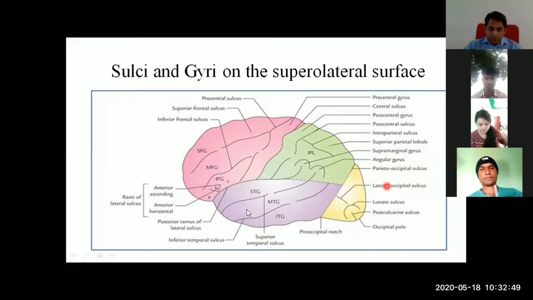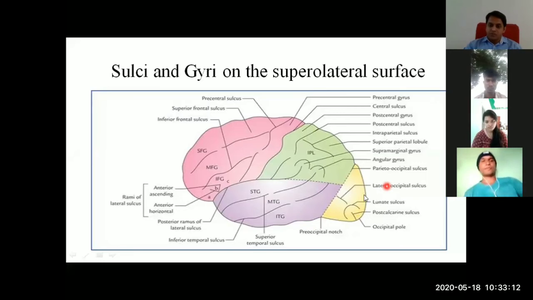Now let us come to the temporal lobe. There are 2 more sulci. How will you name them? The one which is above and the one which is below along the temporal side. You call them the superior temporal sulcus and inferior temporal sulcus, and the 3 gyri will be named superior, middle and inferior temporal gyrus.